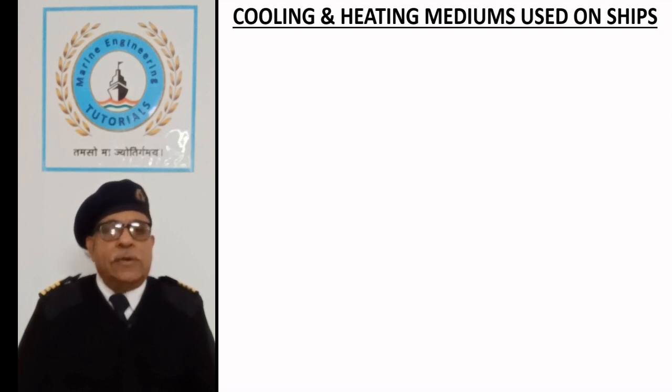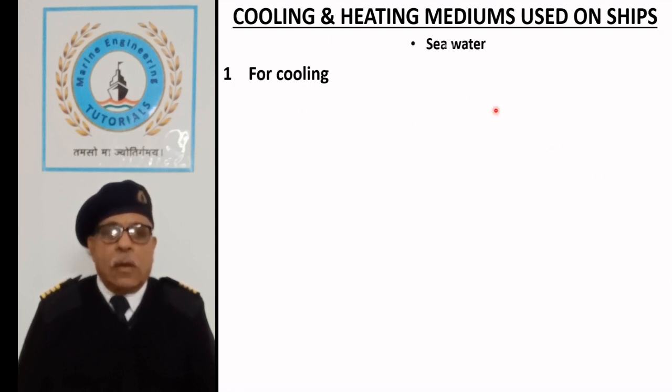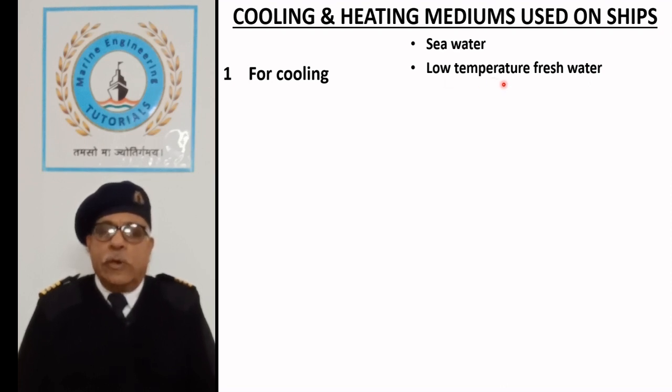Cooling and heating medium used on ships. For cooling, seawater is the primary cooling medium on ships or large systems. Low temperature freshwater. In order to reduce the size of seawater system due to its corrosive effect, low temperature freshwater system is used on modern ships as an intermediate cooling fluid.